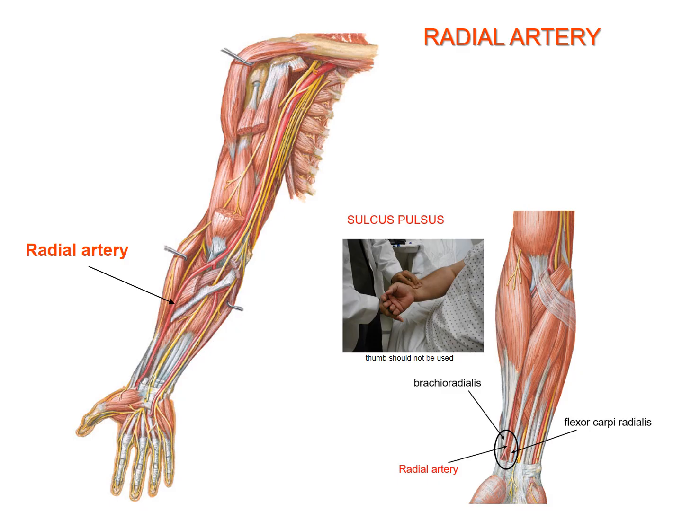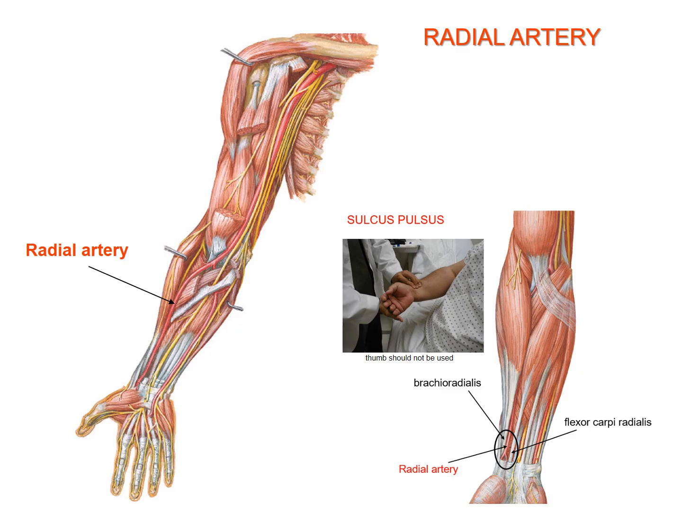The superficial radial nerve lies lateral to the middle one-third of the radial artery. The radial artery leaves the forearm by winding around the lateral aspect of the wrist to reach the anatomical snuff box on the posterior surface of the hand.